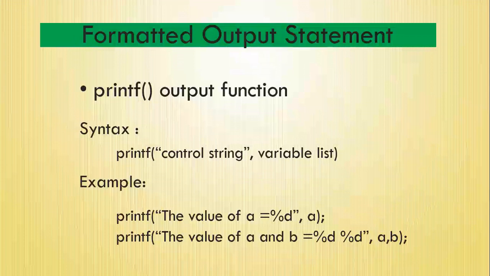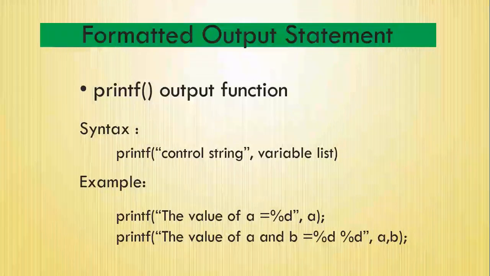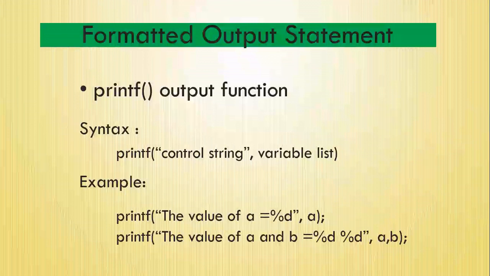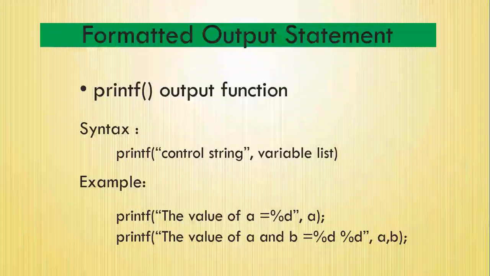It has two arguments, control string and variable list. It is necessary that the result produced by a C program should be understandable and in an easy to use form. The printf function provides facilities in which one can control alignment and spacing of printouts on the terminal, on our monitor. The general form you can see here.